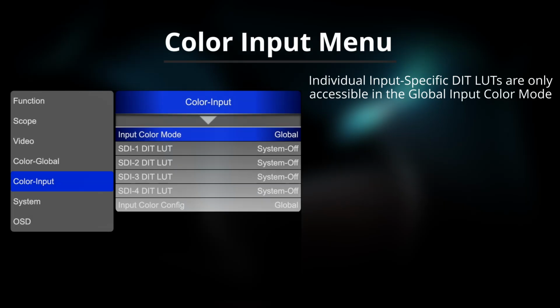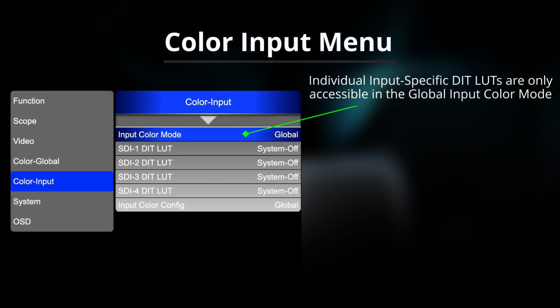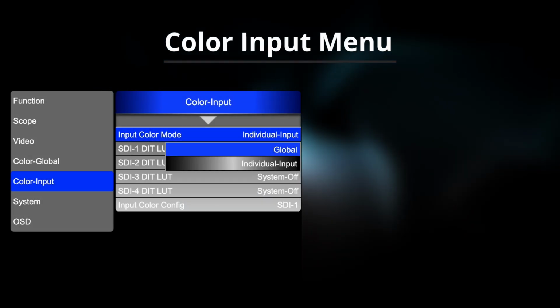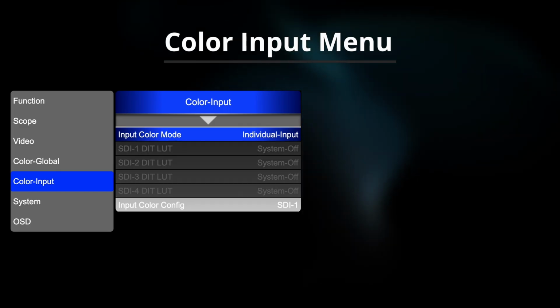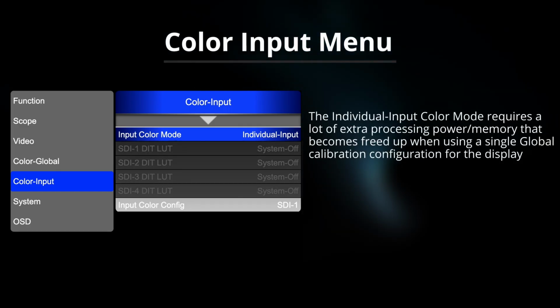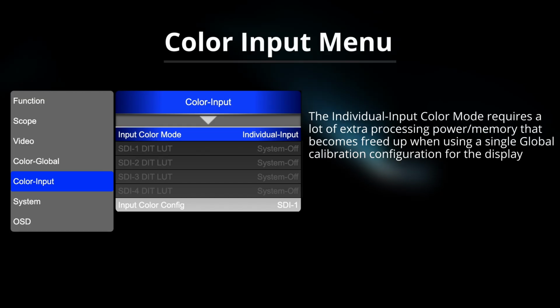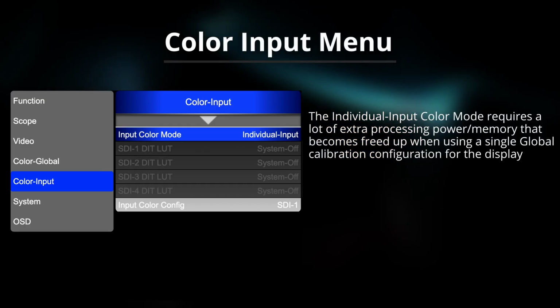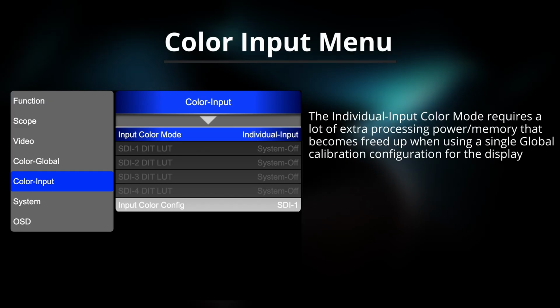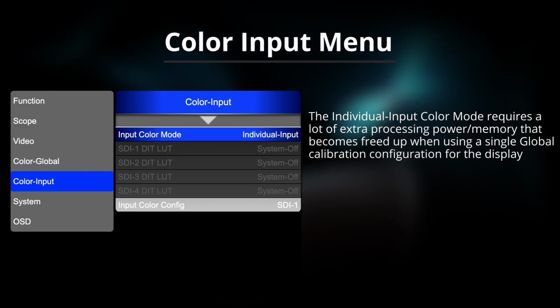Again, these are only accessible if you are in the global input color mode. You'll see that when we switch to the individual input color mode, these become grayed out and inaccessible. This is because the individual input color mode requires a lot of extra processing power and memory that becomes freed up when using a single global calibration configuration for the display instead.